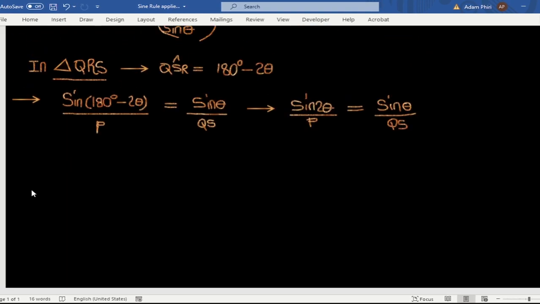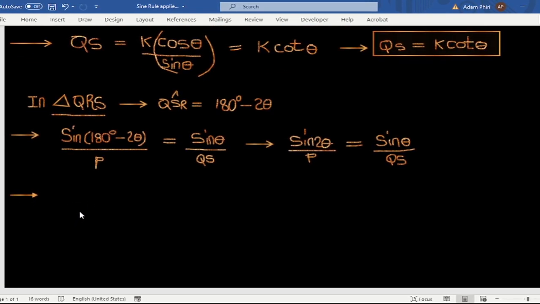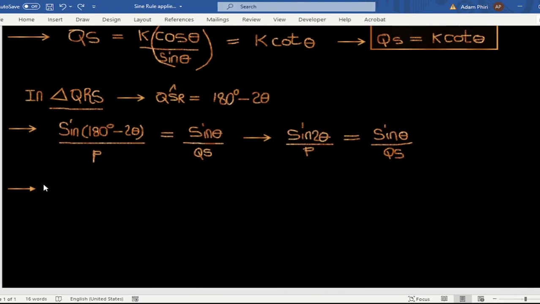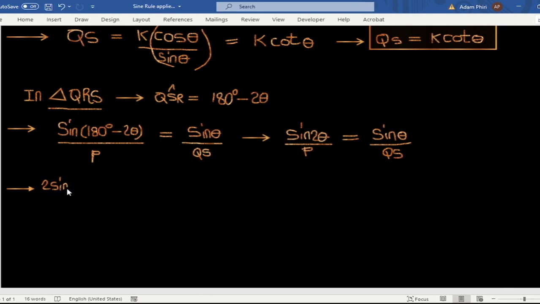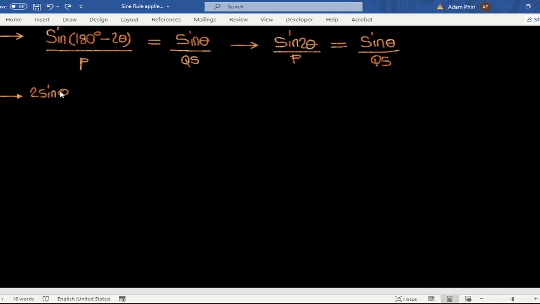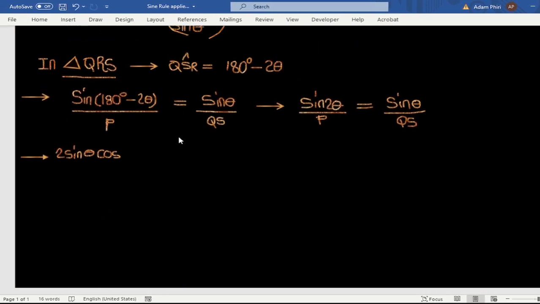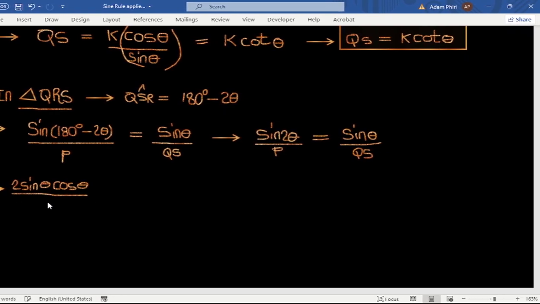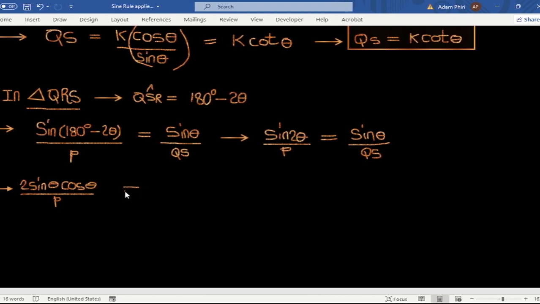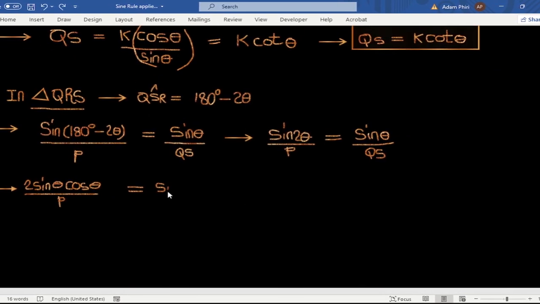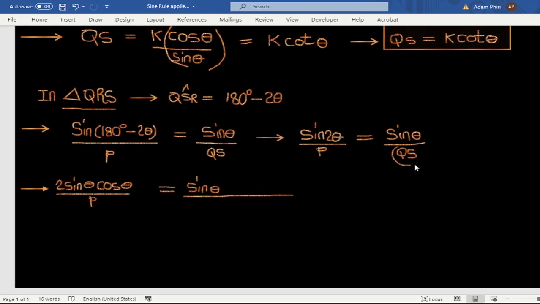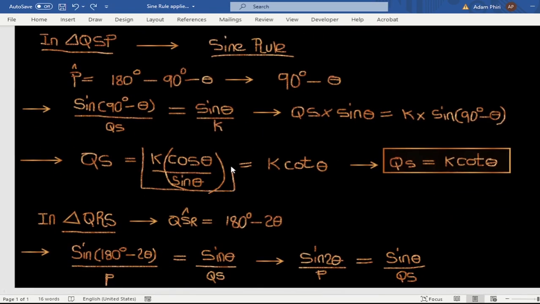So this goes to the answer now. We have to break down sine 2 theta. Expanding that will give us 2 sine theta cos theta. So we're expanding sine 2 theta, all over P, and from there we have sine theta over QS.